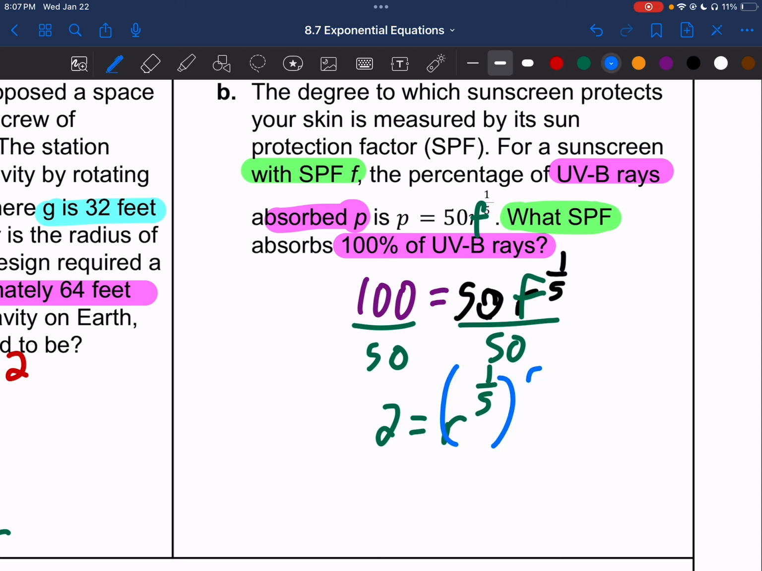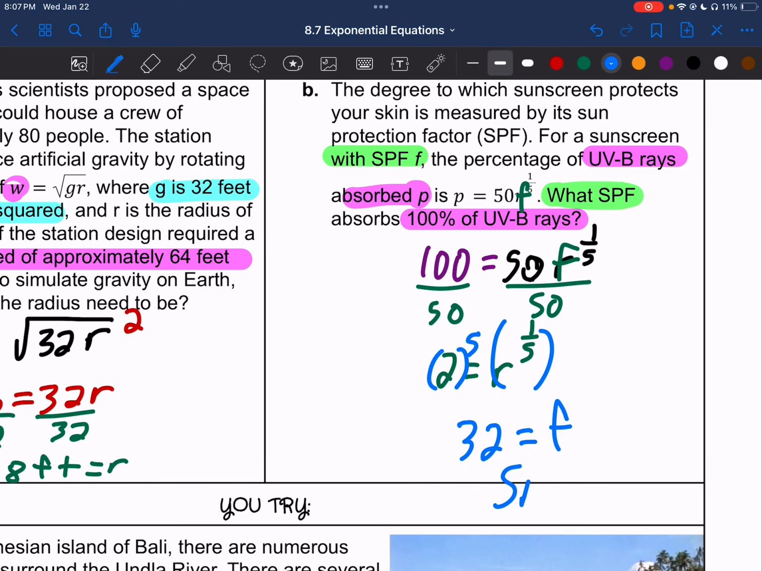We raise it to the 5th power. And when we do so, 2 to the 5th power is 32, which is equal to our F, and that 32 is our SPF. So if you have a 32 SPF, it is going to absorb 100% of the UVB rays, assuming that you apply it properly, by the directions that are on it. So it means you reapply it every so often, pay attention to water usage, all of that kind of stuff. So that gives you an understanding of how the SPF factor actually works.